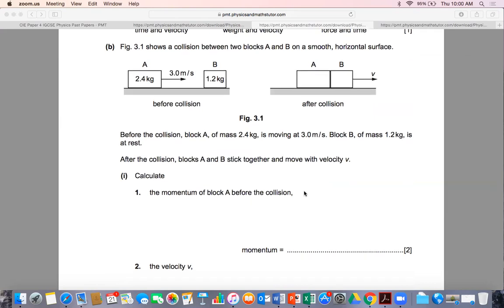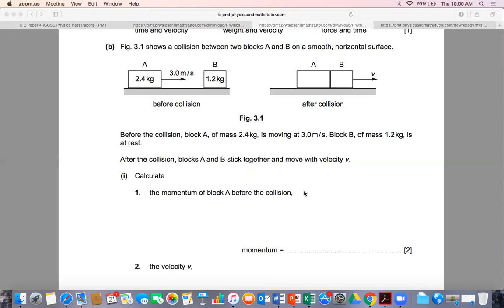I have a collision between two blocks, A and B, on a smooth horizontal surface. Before collision, and then after collision. Before collision, block A has mass 2.4 kg, moving at 3 meters per second. Block B is not moving, it's at rest. After collision, they stick together and move.